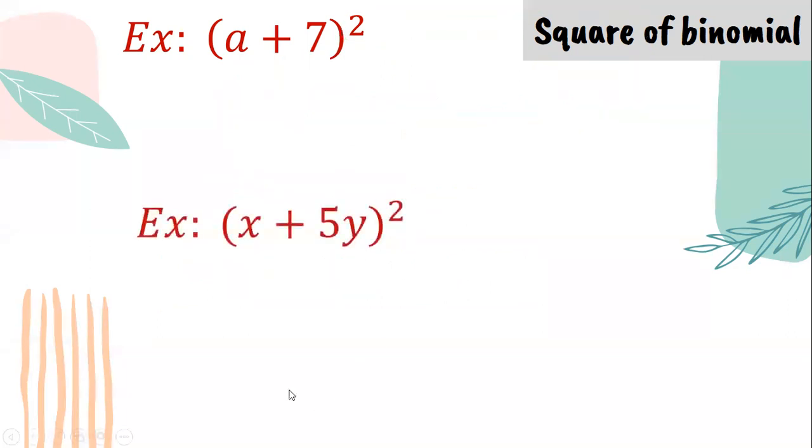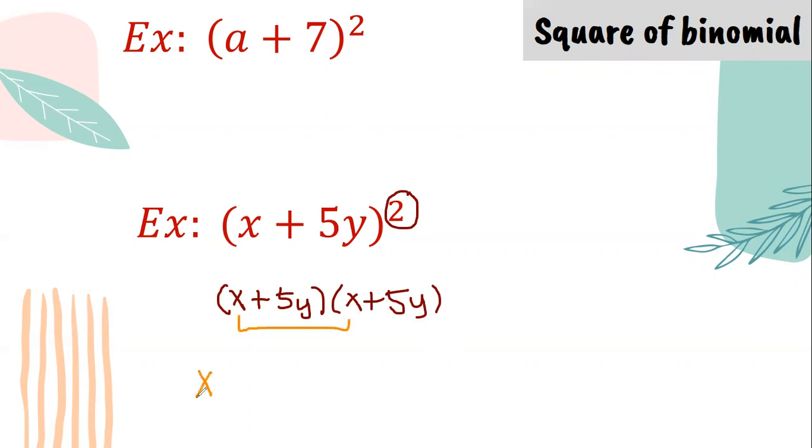For example number 2, we have x plus 5y raised to 2. So again, the exponent is 2, so you have to rewrite x plus 5y twice. Let's have x plus 5y times x plus 5y. So what method are we going to use? We're going to use the FOIL method. The first term, grade 7, is x times x, and that is x squared. Next, the outer term, x times 5y.